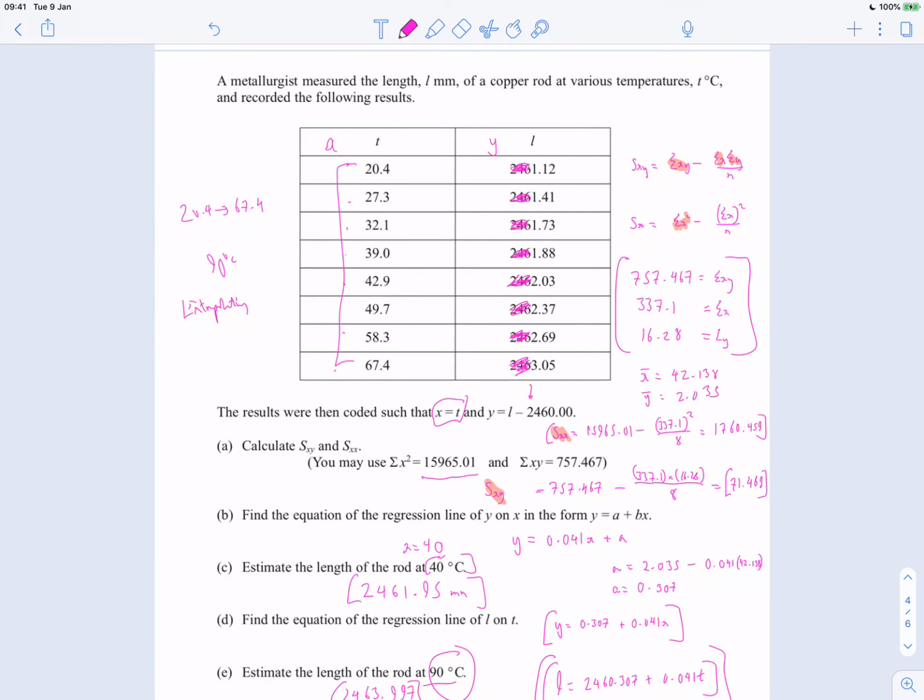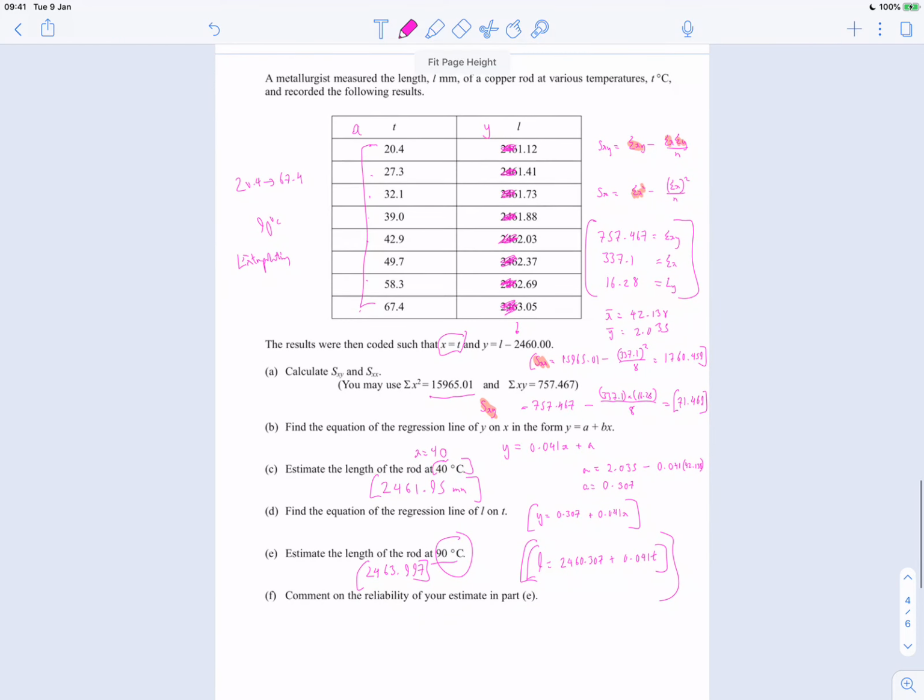For example, this copper rod, and I know copper doesn't have a melting point of 90 degrees Celsius. That'd be pretty funny if it did, but never mind. But there might be some kind of accelerated rate of deformation or some other physical effect. The point is, we don't know if the relationship is going to carry on past the data set. So this is extrapolating, so it's not a particularly reliable estimate. It may be, but it might not be.